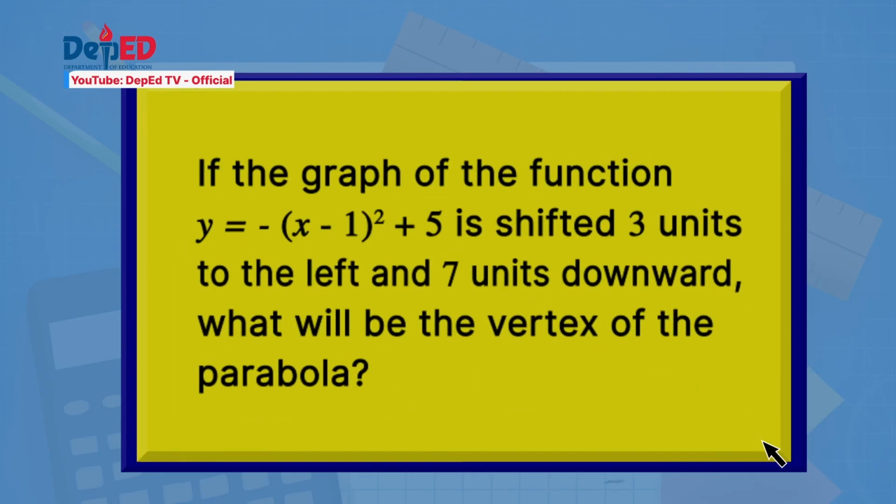If the graph of the function y equals the negative of the square of the binomial x minus 1 plus 5 is shifted 3 units to the left and 7 units downward, what will be the vertex of the parabola?